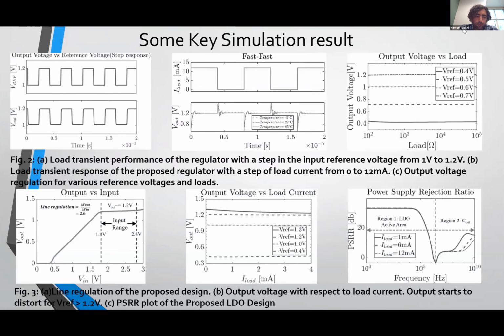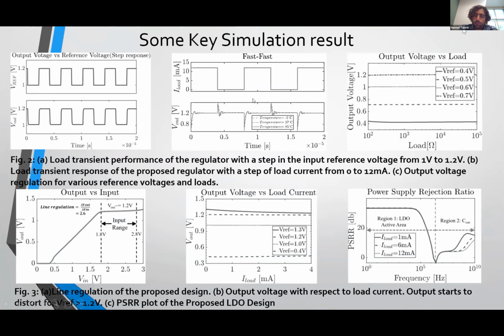Here you can see the simulation results. The first one is the reference voltage tracking. Whenever we switch the reference voltage in the transient analysis, the output of the LDO follows properly.